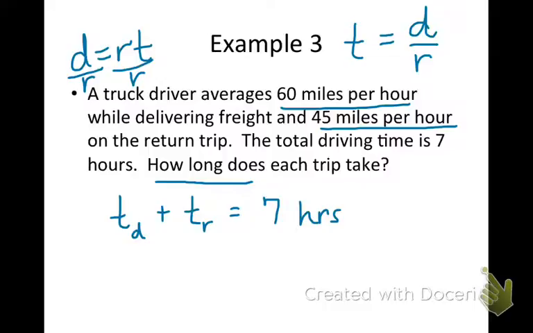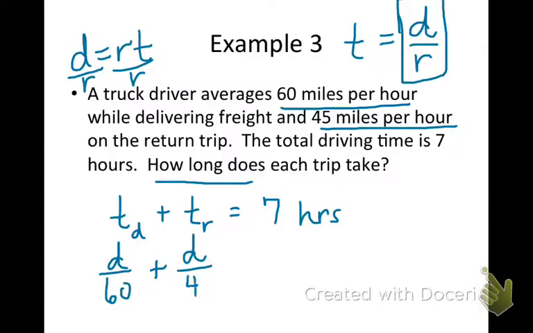So if we replace these t's with this right here and fill in the information that we have, we won't know the distance, but we can solve for the distance and then use that information to then solve for the time. So we would have, for delivering, the rate is 60 miles per hour, so distance over 60, plus for returning, distance over 45, and we know that that is equal to 7.